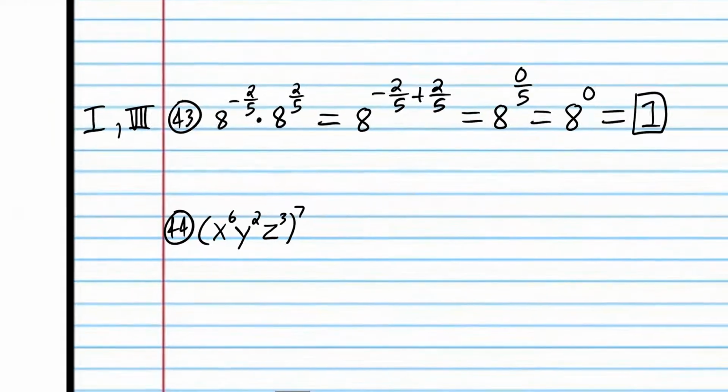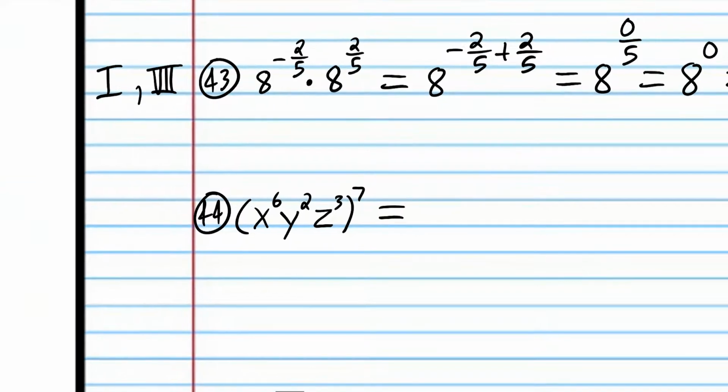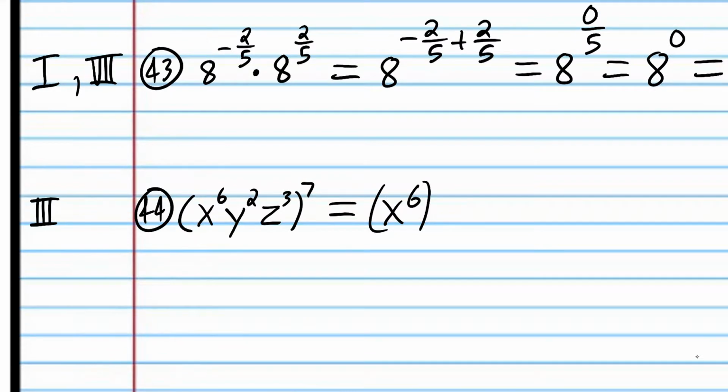All right. On to number 44. So we have a product. In fact, we have 3 numbers in there. But it doesn't matter how many numbers you have in there. You just raise each one to whatever the power is. And so this is rule number 3. It tells us that you take each number in the product and you raise it to that power. And of course you multiply all the resulting numbers.